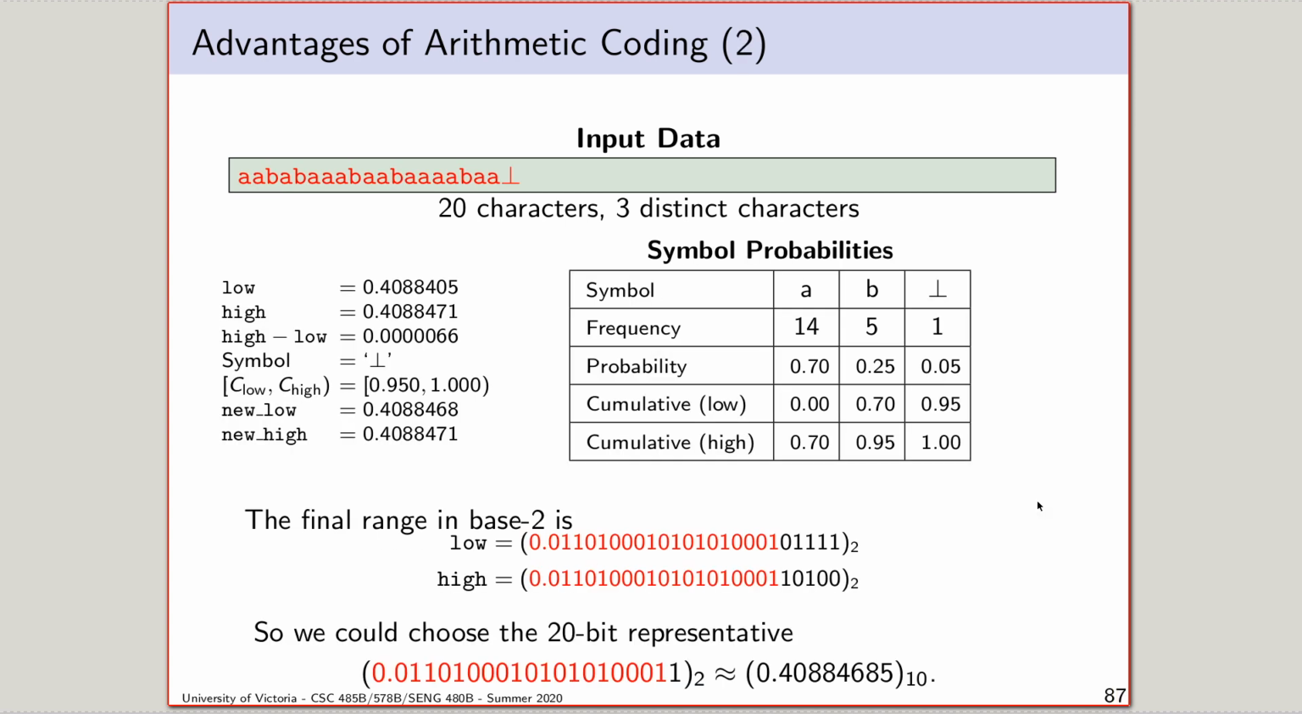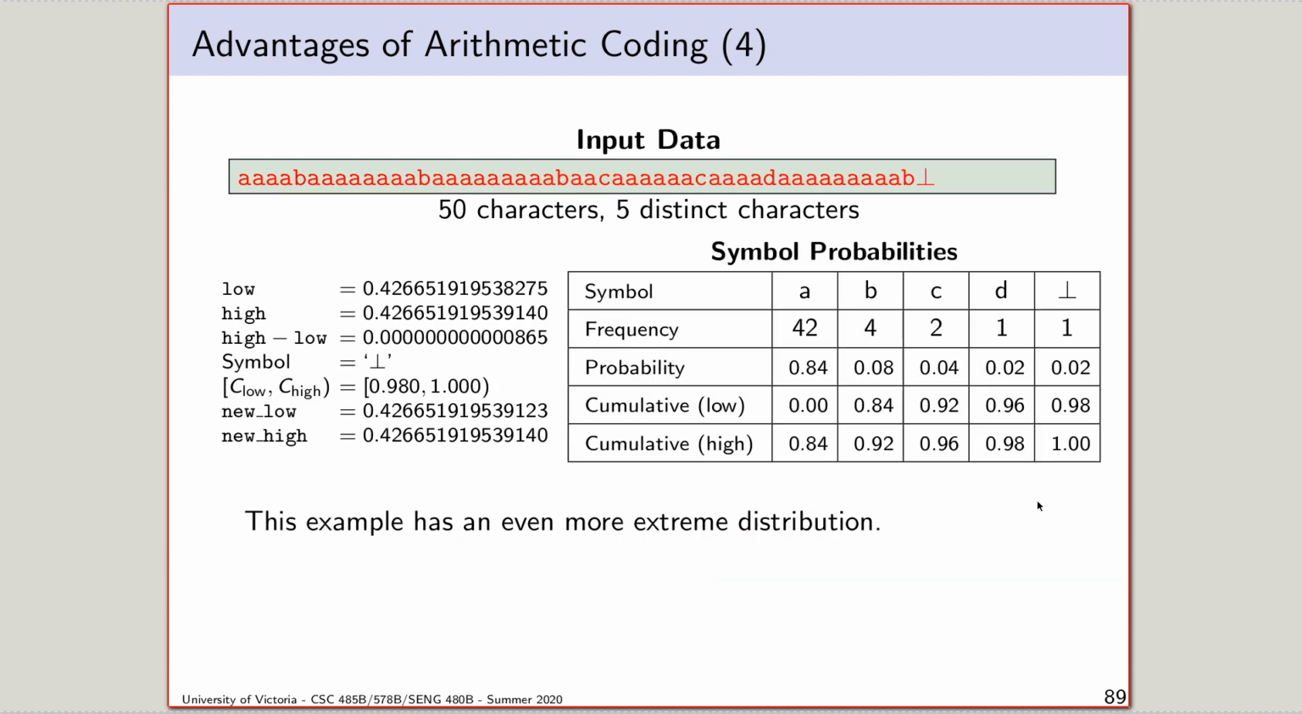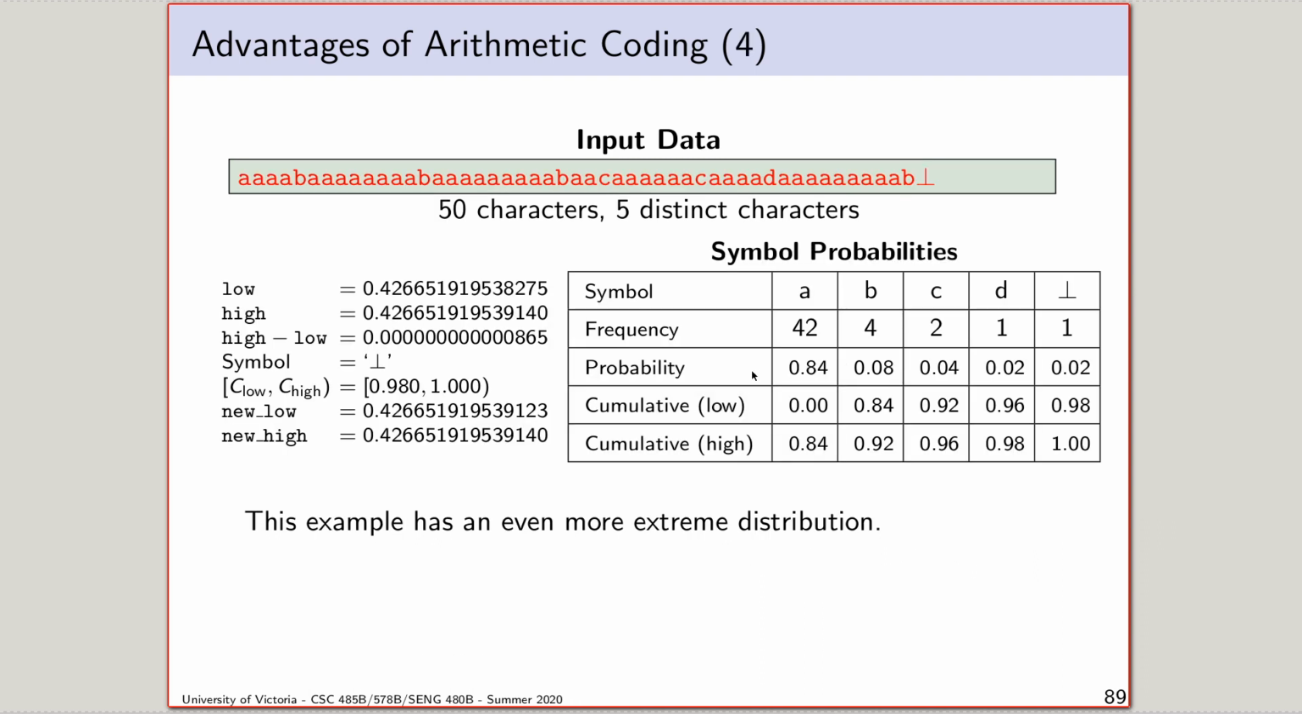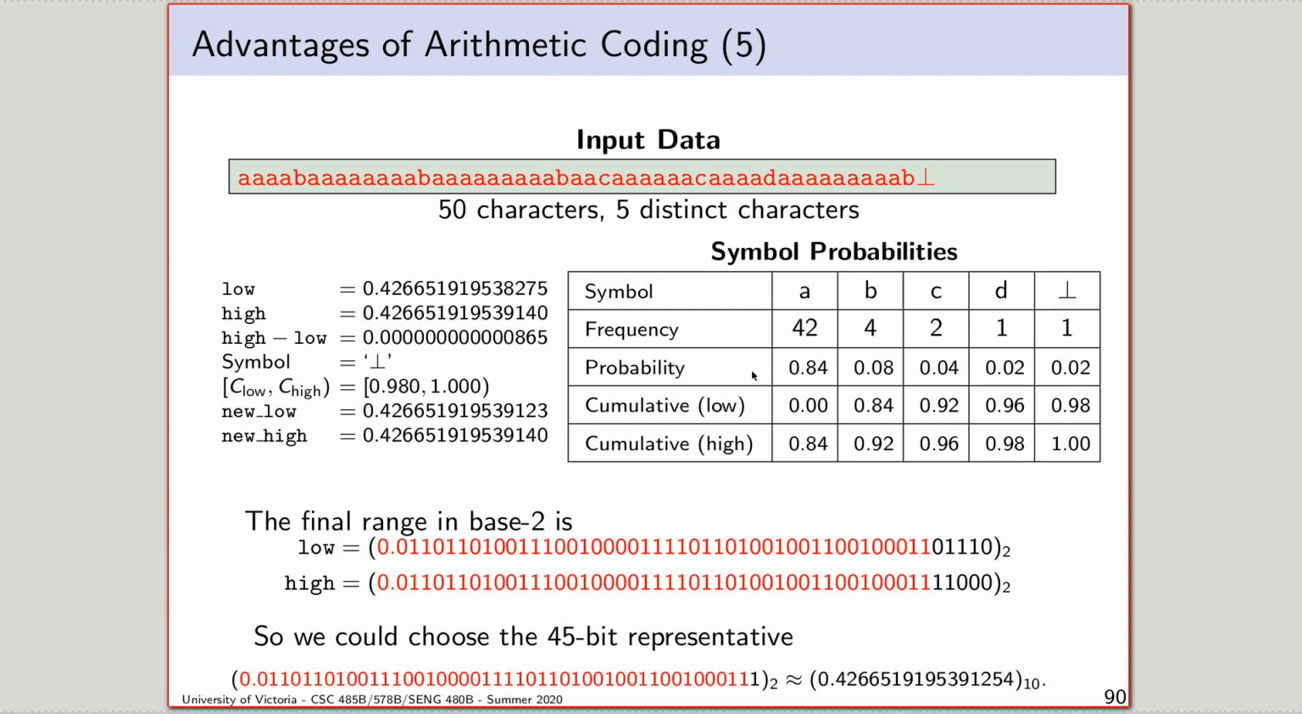Now, but who cares? People put examples in slides all the time. And remember that the reason it would take 24 bits is just because all 14 occurrences of A need 1 bit apiece, even though A only contains 0.5 bits of information. Here's the even more skewed example we saw earlier, or one of them. I think it's a little bit less skewed than the one of those we saw earlier. A's probability is 0.84.